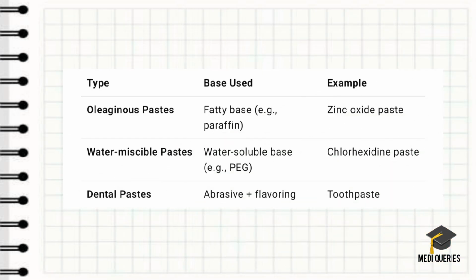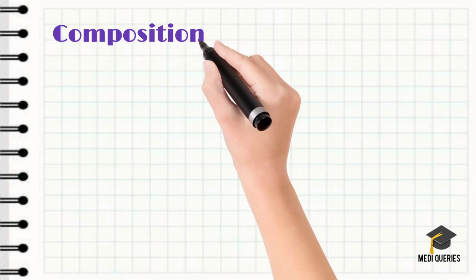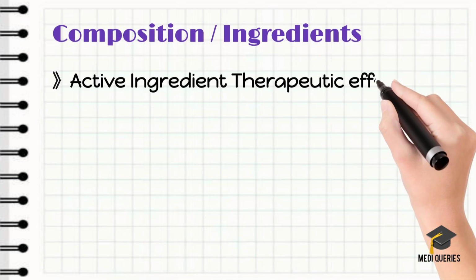The third one is the oil-in-water emulsion paste, which allows for some drug solubility and better skin compatibility. Each type has its own use depending upon the patient's condition and the drug being delivered. Next is the composition of the paste.